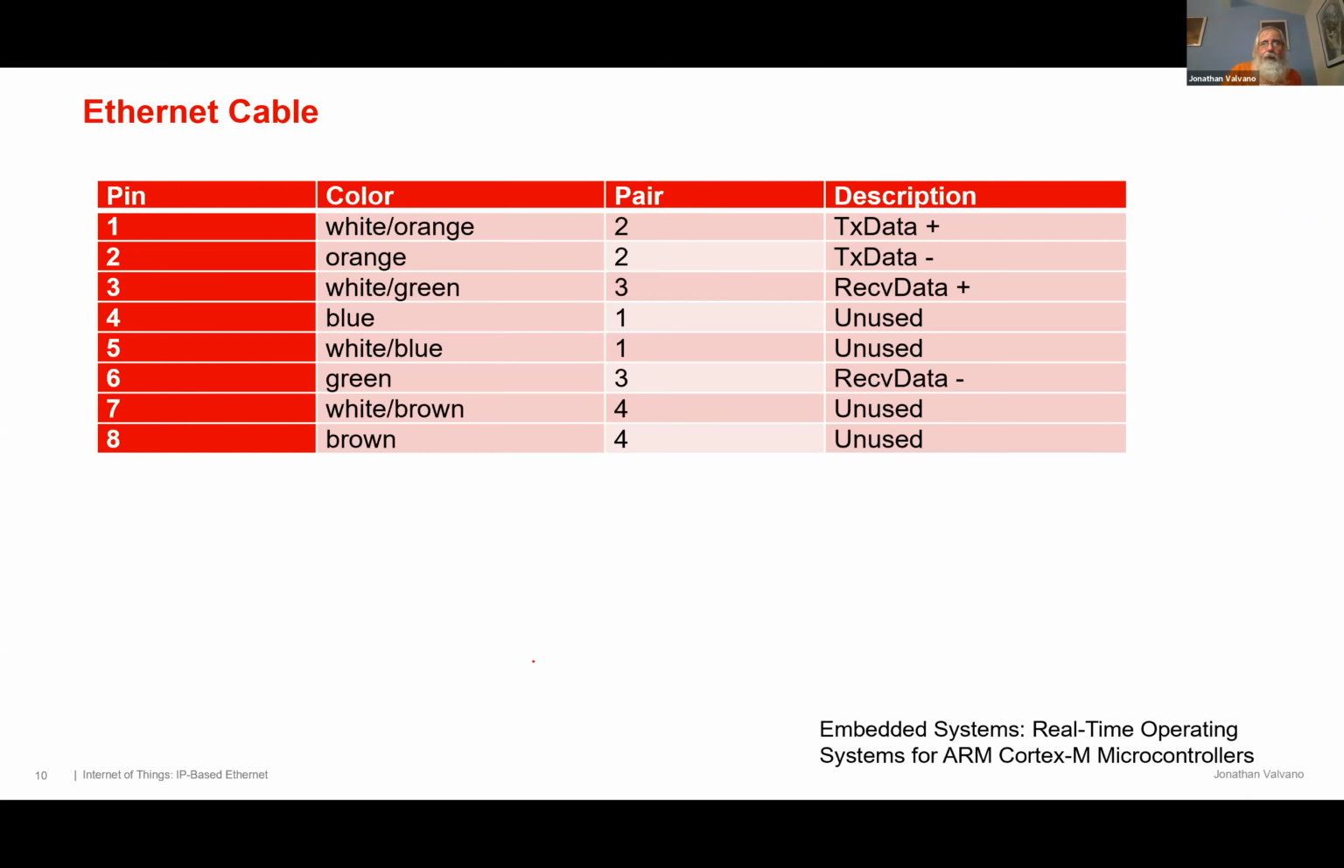What are the unused pairs for? Oh, for extra stuff. Yeah, future expansion. I mean, if you're going to build a cable, you might as well put stuff in there that might be useful.